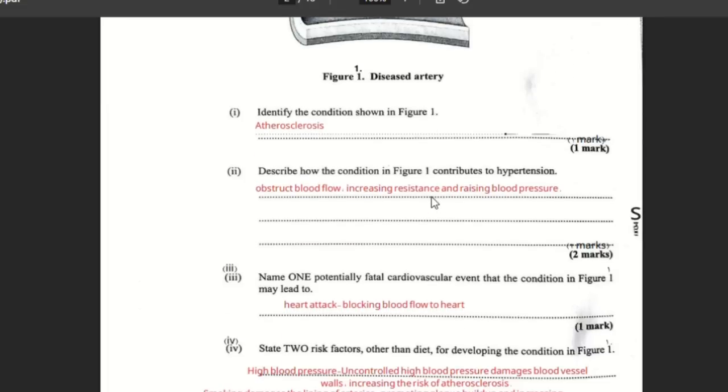It can lead to a heart attack because the blood that's supposed to leave the heart and go out is going to be blocked, and it can cause backflow. So it can lead to a heart attack if the blood is not flowing and regulating how it's supposed to. That is how that condition can lead to a heart attack for this diseased artery.